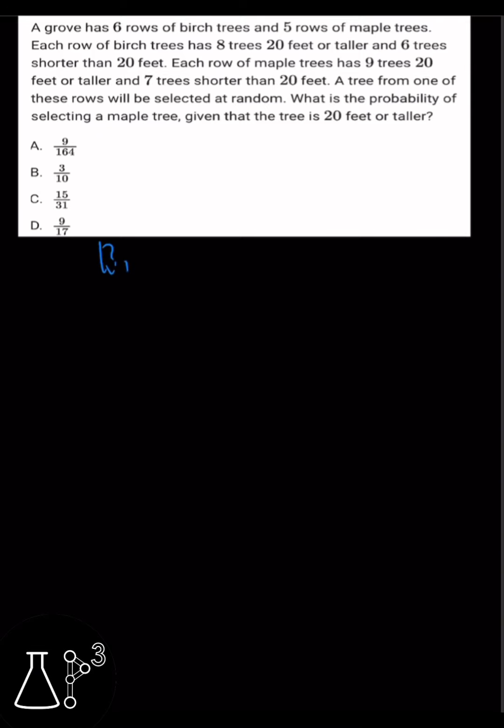So for bridge trees, we're going to write numbers 1 through 6 to represent the rows. And then for maple trees, same thing, but we're going to have 5 rows because there's 5 rows of maple trees. So 1, 2, 3, 4, 5.